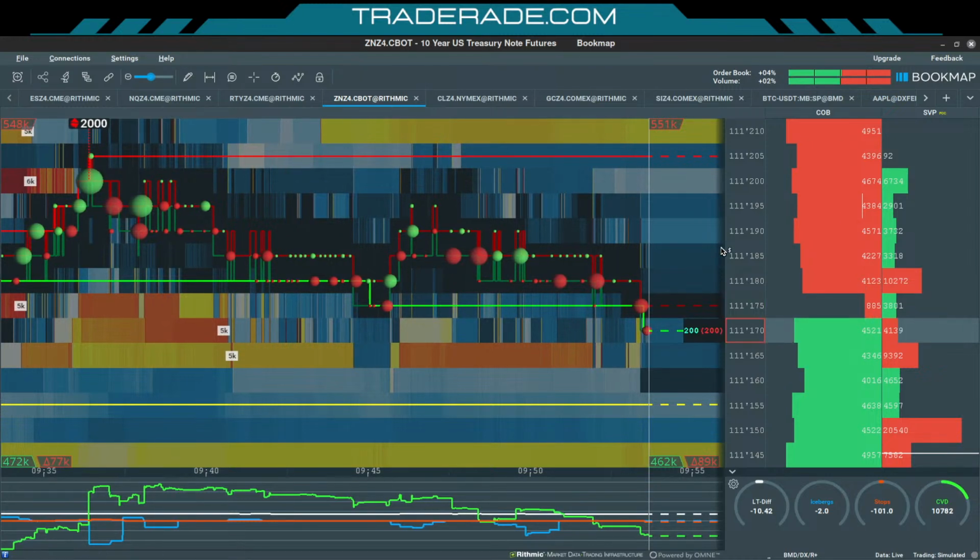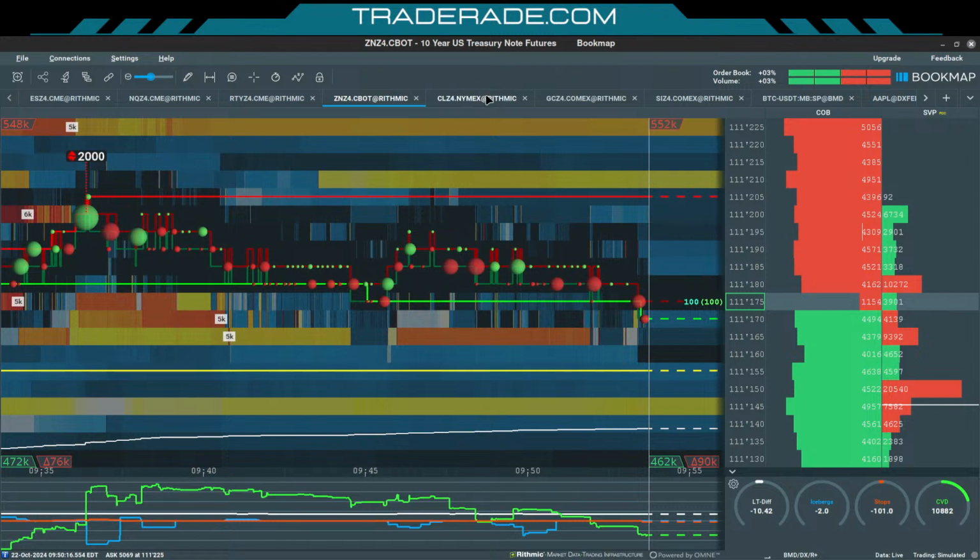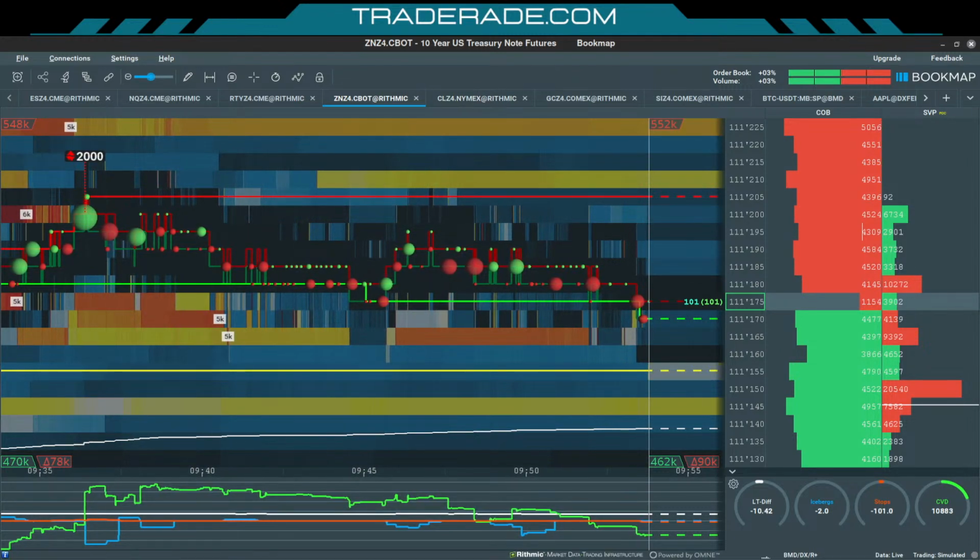10-year note futures also seeing a little bit of pressure here. This is putting some upward pressure on rates on the longer end. That could also be negatively impacting the Russell.